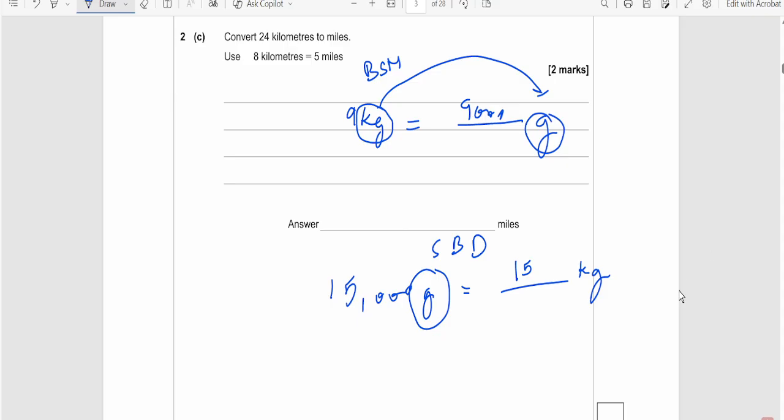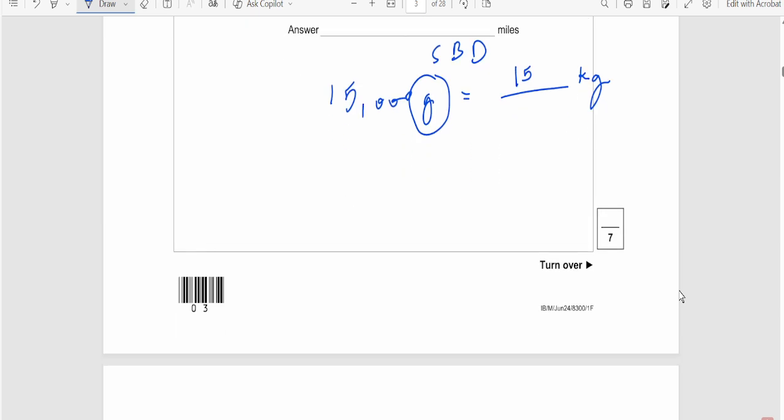Clear? Yes. Good. What about 22,000 grams into kilogram? Convert it. 22. Very good. That's correct.